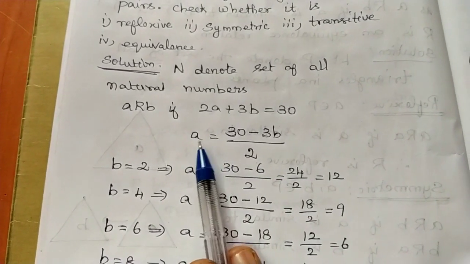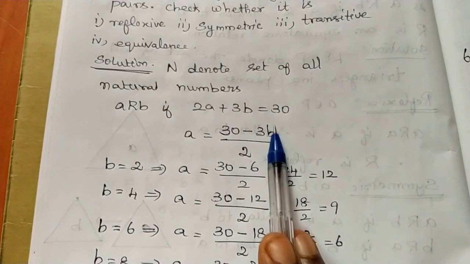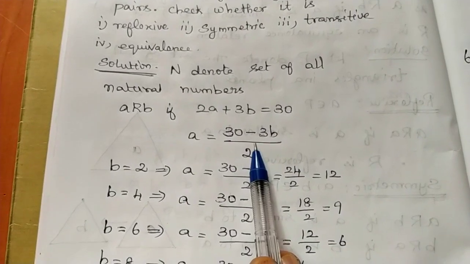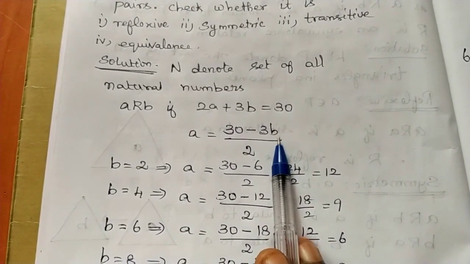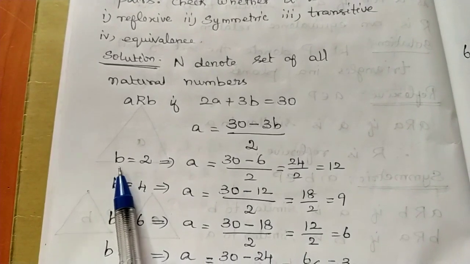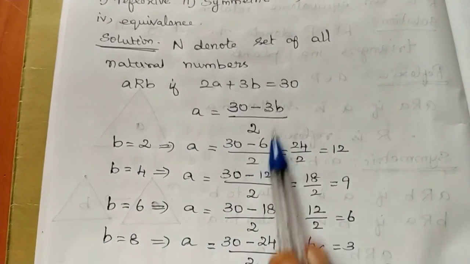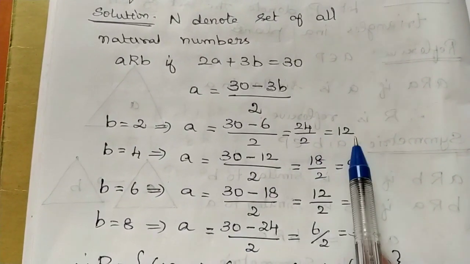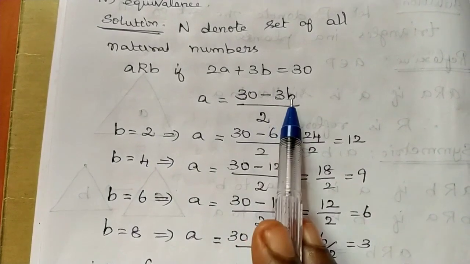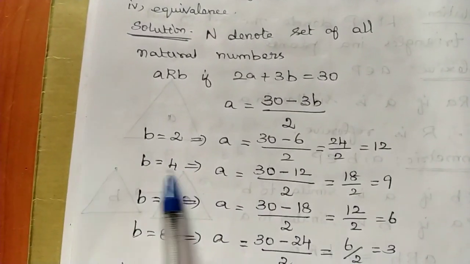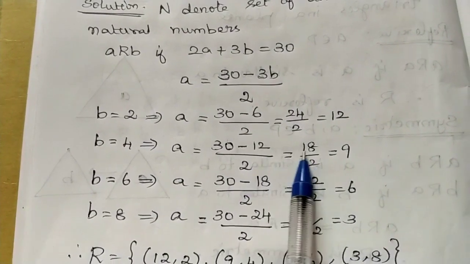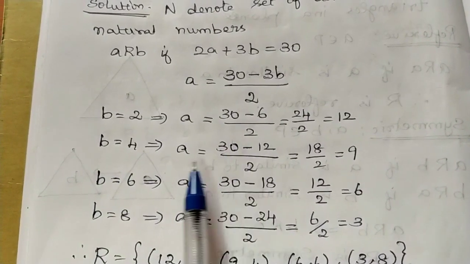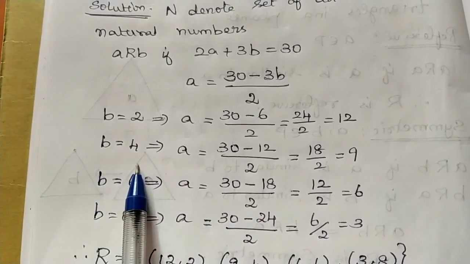Put B equal to 1: 30 minus 3, 27 by 2, we get a fraction, so we cannot take B equal to 1. Now B equal to 2: 2 threes are 6, 30 minus 6 is 24, 24 by 2 equals 12. B equal to 3, we get a fraction. Then B equal to 4: 4 threes are 12, 18 by 2 we get 9. Similarly, B equal to 5 gives a fraction.